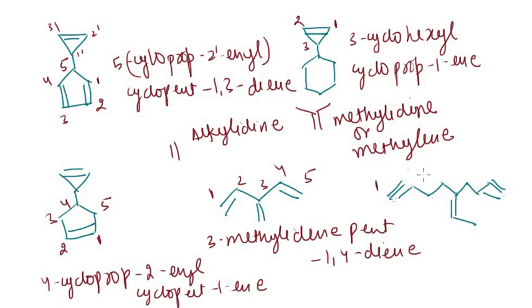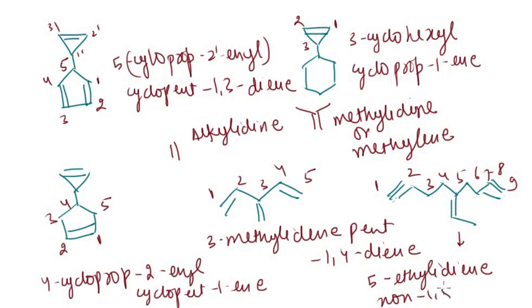And here it is 1, 2, 3, 4, 5, 6, 7, 8, 9. So its name is 5 ethylidene nona-1,8-diene, with the 'a' added before di and the 'e' of ene. So we know the vowels a, e, i, o, u, y. When both are substituents, we have to remove the first one.